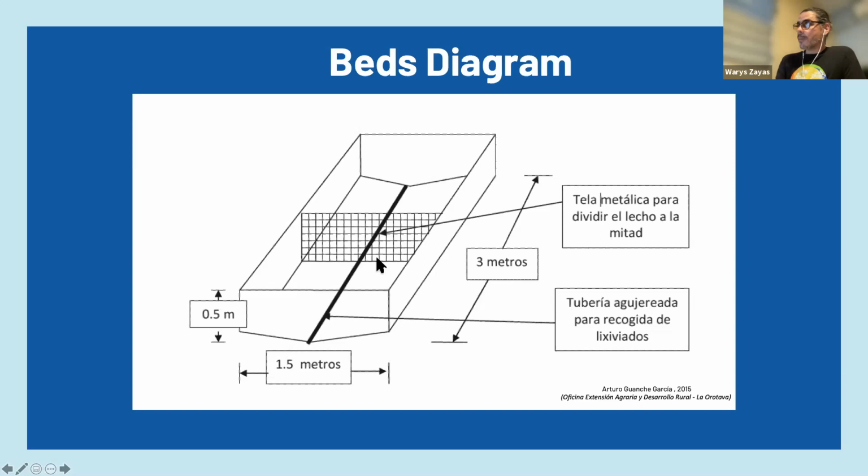Why is it like this? To harvest the material. So that's the reason we have this height as well, that's the baseline. We pipe in the leachate and collect all of the leachates of the vermicompost.